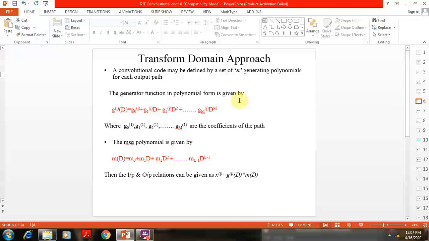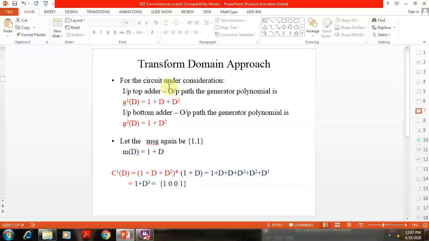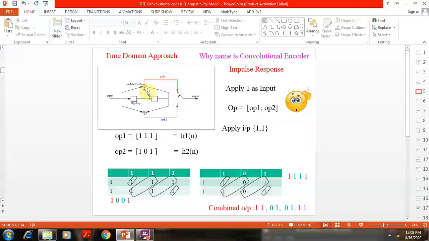In the transform domain approach, we represent the generating functions or impulse responses in terms of their polynomials, and we also represent the message in terms of a message polynomial. So let's see quickly how I do that. If I take the upper branch, the upper adder, coming back to this, there are 3 connections. The input is considered as 1, then at this point there is a delay of 1 flip-flop, so this will be D, and at this point we have a delay of another flip-flop, so this will be D square.